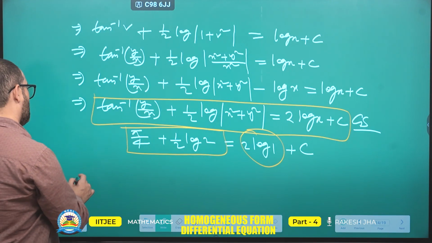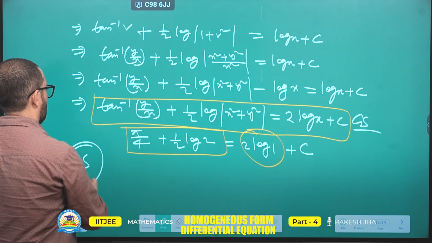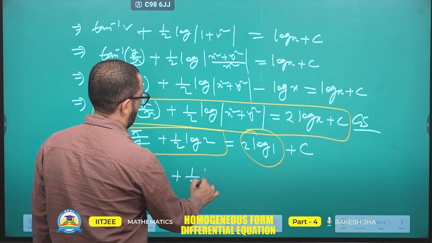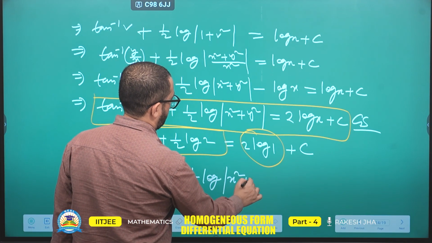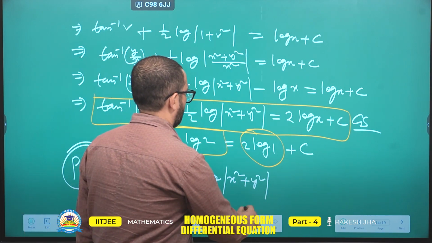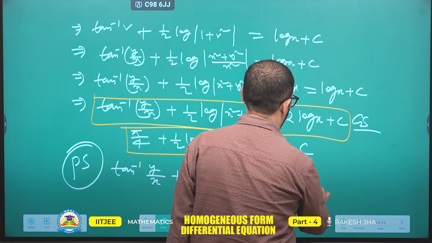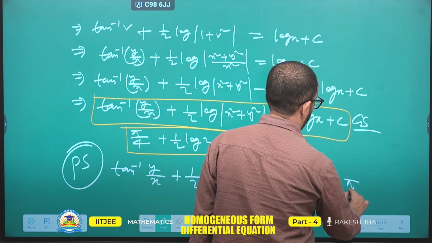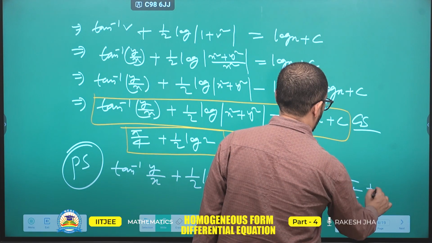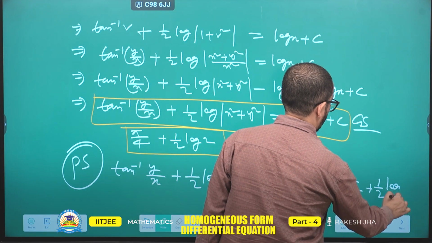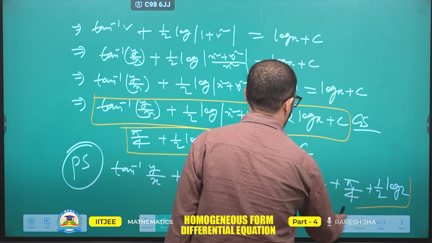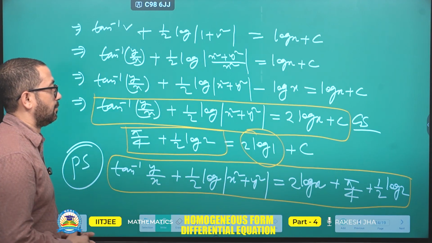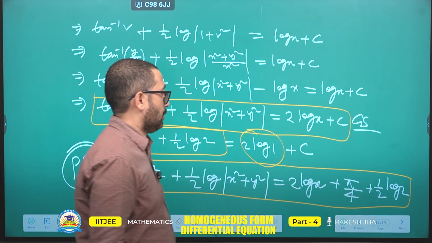So we can put that in there. So the particular solution will be tan inverse y upon x plus half times log of x square plus y square is equal to 2 log x plus pi by 4 plus half log 2. This is nothing but the particular solution of the given differential equation.